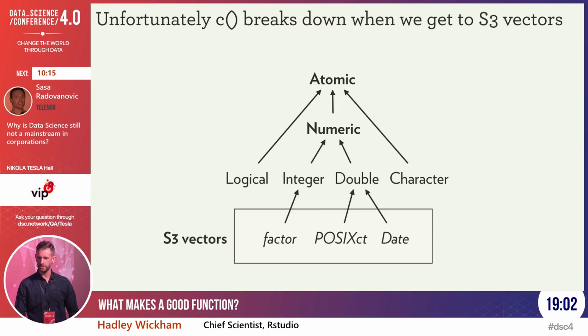Now, the place where C starts to break down is when we start to move away from these atomic vectors. The next level of complexity up are these S3 vectors. These are called S3 because of complicated historical reasons: they are created using the third version of the object-oriented system from S, so S3. And these are not atoms, these are things that are built up from these atoms.